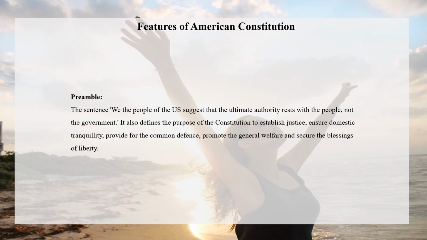First, Preamble. The sentence, "We the people of the United States," suggests that the ultimate authority rests with the people, not the government. It also defines the purpose of the Constitution: to establish justice, ensure domestic tranquility, provide for the common defense, promote the general welfare, and secure the blessings of liberty.